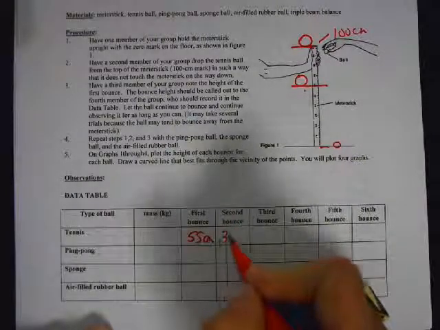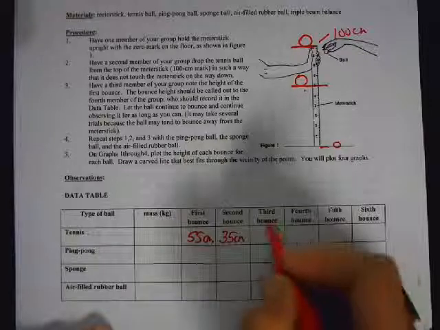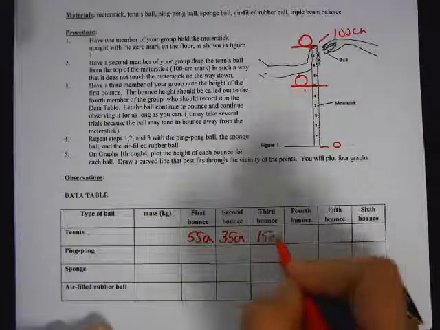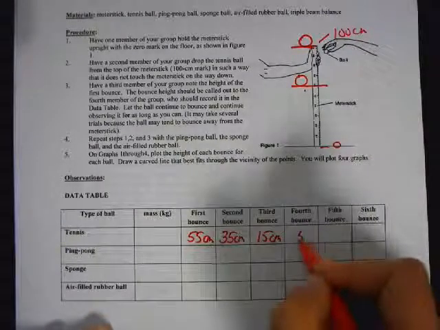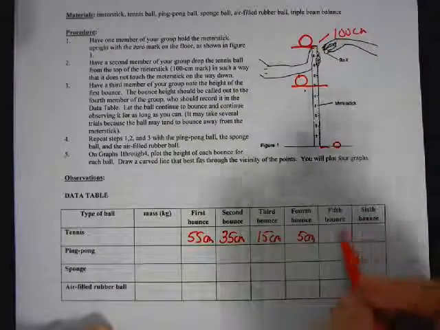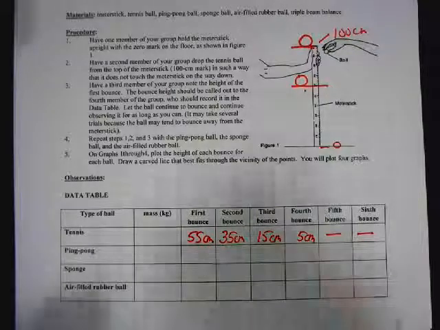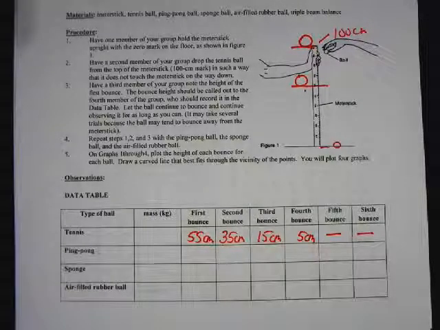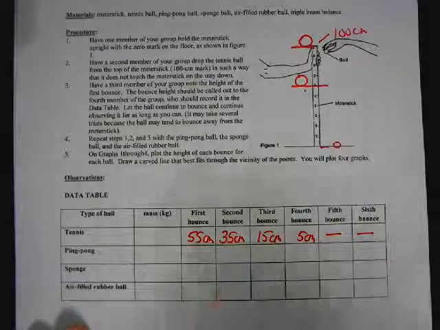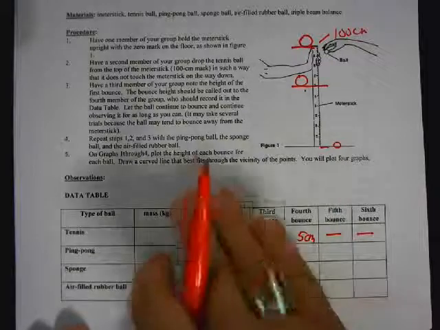Then you'll do the second bounce, the third bounce, the fourth bounce, and let's say it doesn't bounce 6 times. If it doesn't bounce, just put a horizontal line through it. If it bounces 8 times, you're only going to record the first 6 values. Okay? All right, so you're going to do this for all 4 balls.